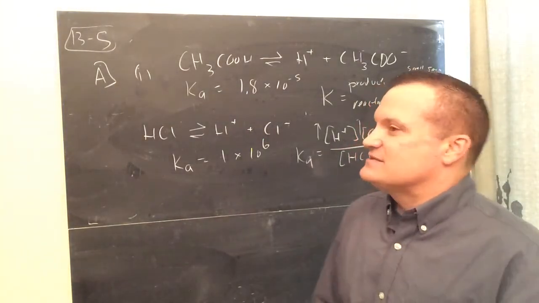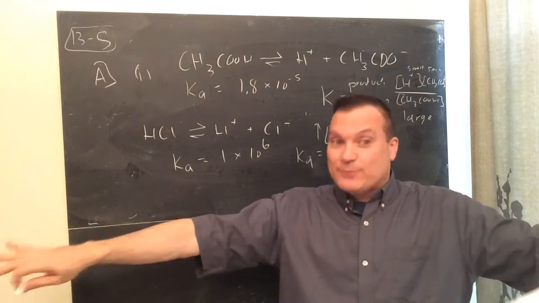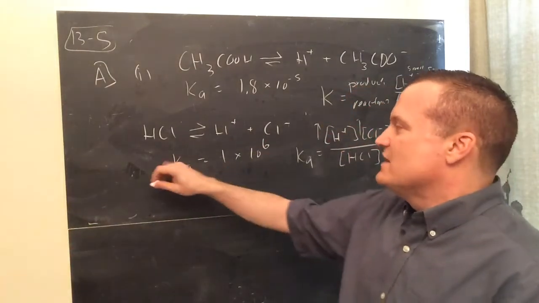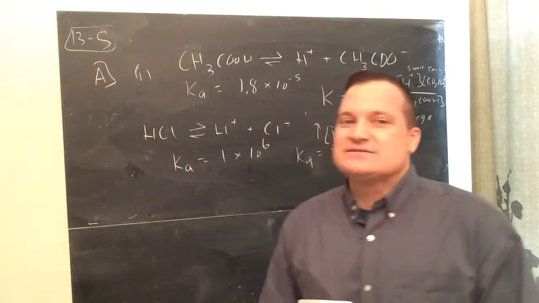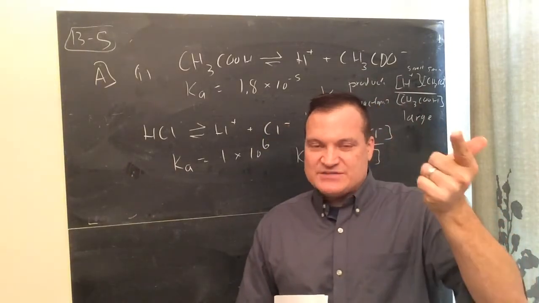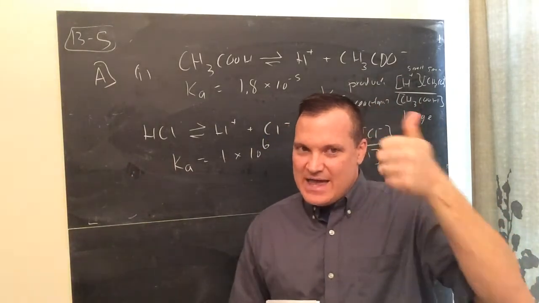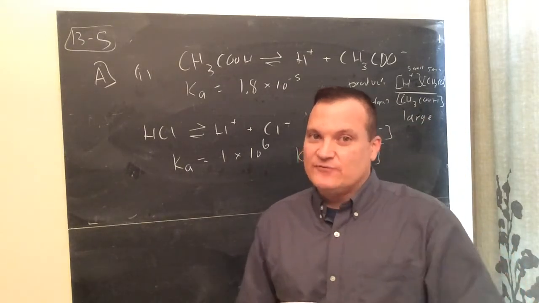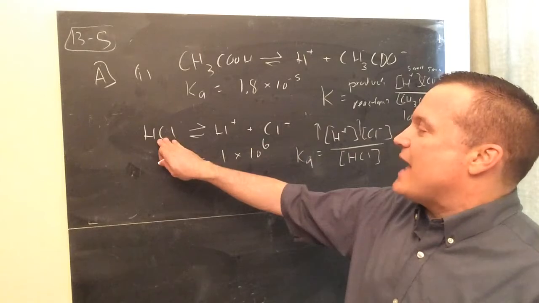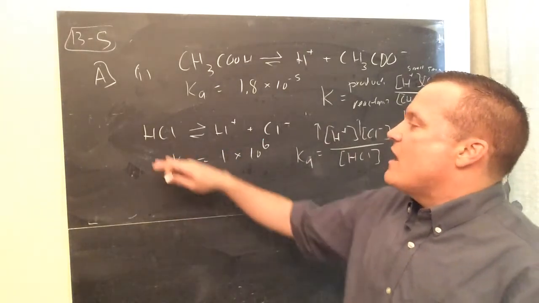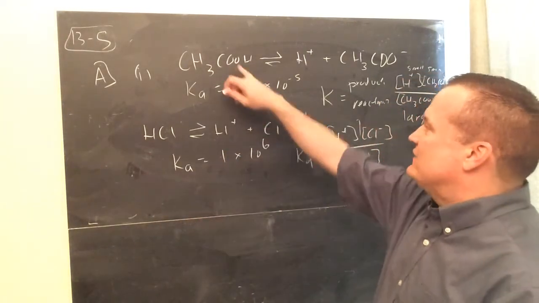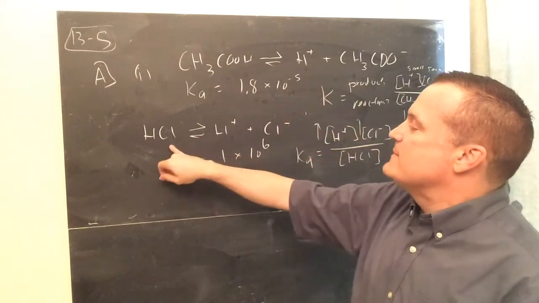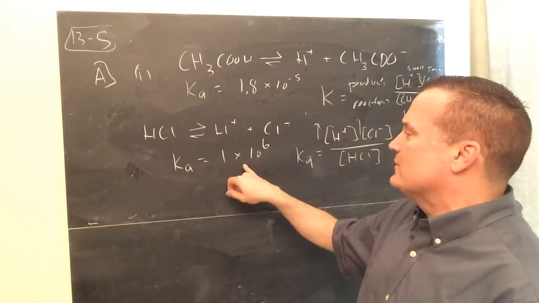And what that means is we assume it completely breaks up 100%. It doesn't really break up 100%, but it almost does. So remember, what are the 6 strong acids? HCl, HBr, HI, H2SO4, HNO3, and perchloric acid, HClO4. If it's not a strong acid, then it's a weak acid. All the weak acids are like this one. This is a weak acid. They all have very small Ka values, but the strong acids will have a very large number, 1 times 10 to the 6th.